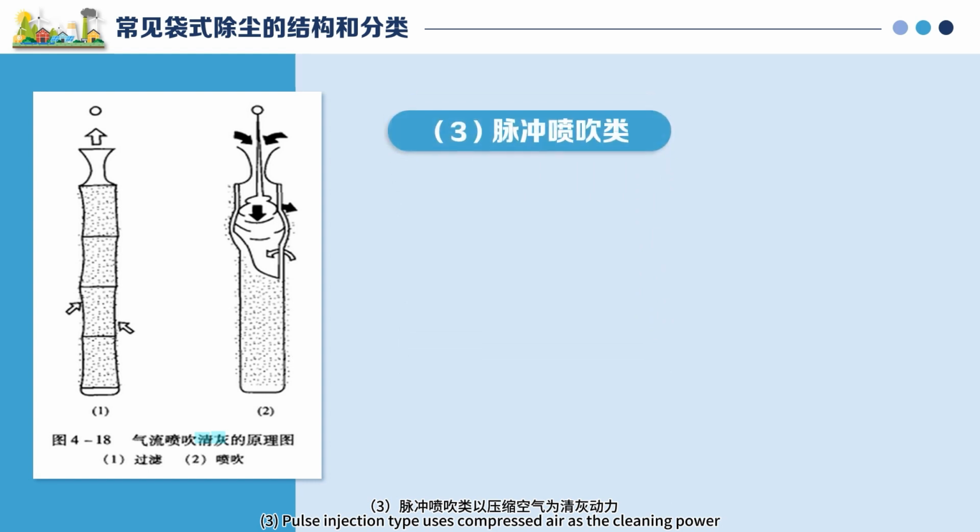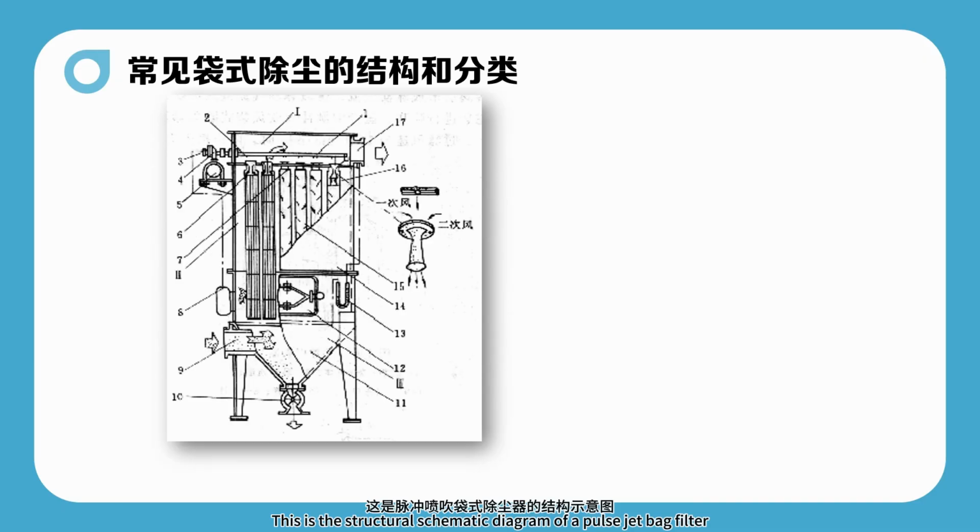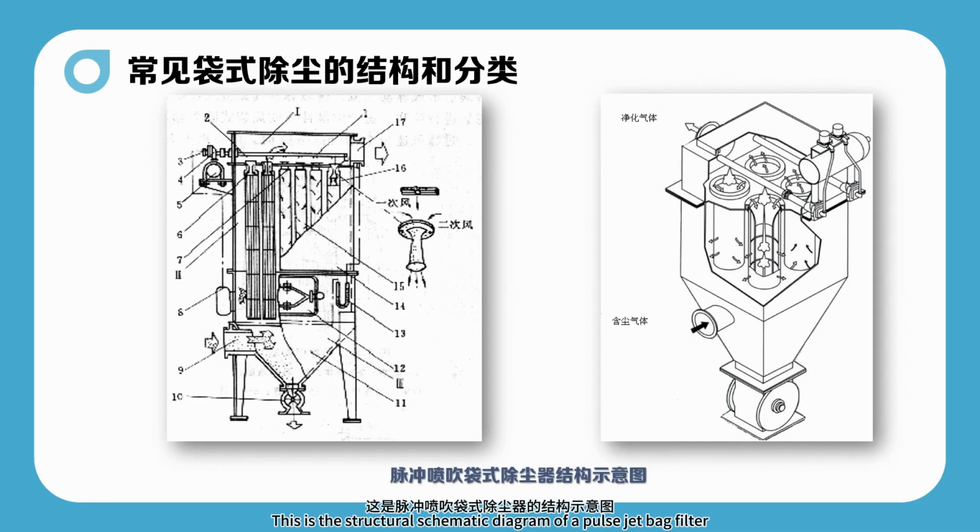3. Pulse injection type uses compressed air as the cleaning power. Utilizing a pulse blowing mechanism, compressed air is released in an instant, injecting at high speed into the filter bag and making the filter bag bulge sharply. A bag type dust collector that relies on impact vibration and reverse airflow to clean dust. Speed 2 to 4 meters per minute. It has many advantages, but the cost is high. This is the structural schematic diagram of a pulse jet bag filter.